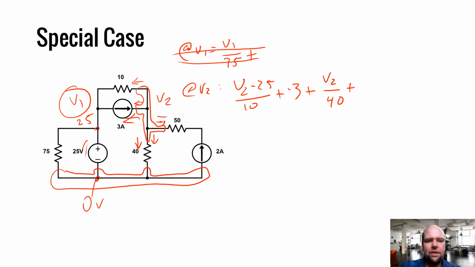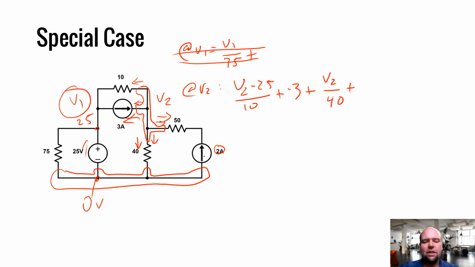And then what about in this direction? This might seem a little strange. We have a current supply, but we also have a resistor here. One of the biggest mistakes students make when they're doing node voltage is if they see something like this, they just instinctively say, oh, there's a supply. And they'd write V2 minus 2 divided by 50. And that is wrong.